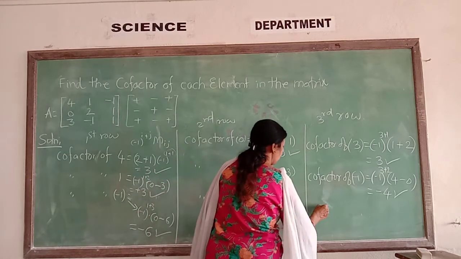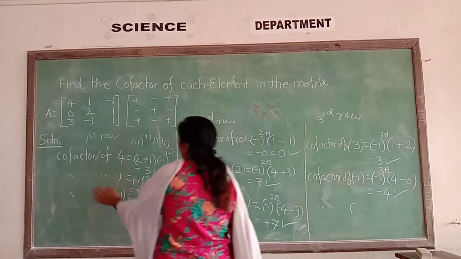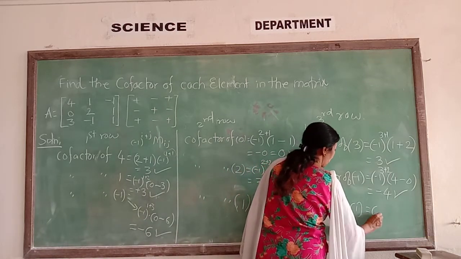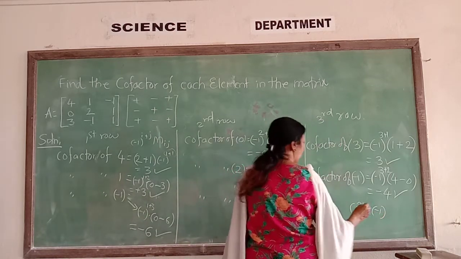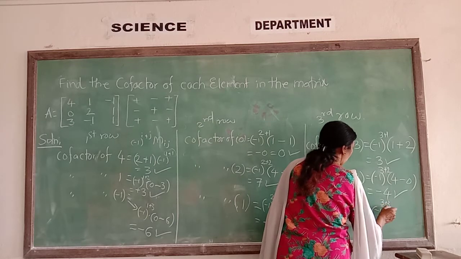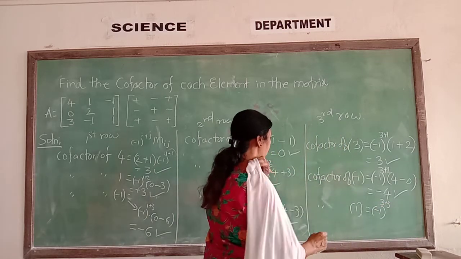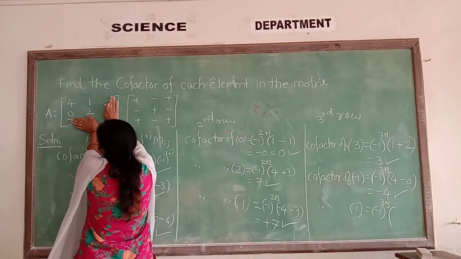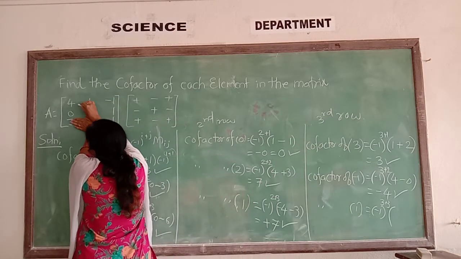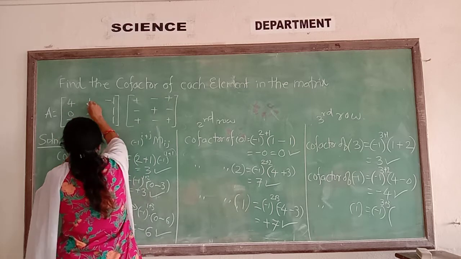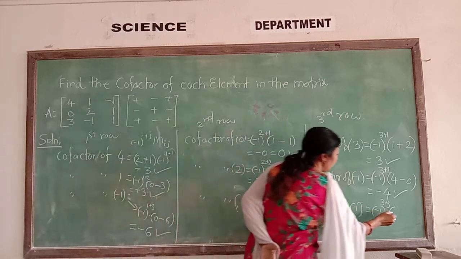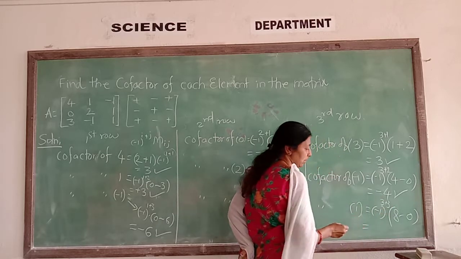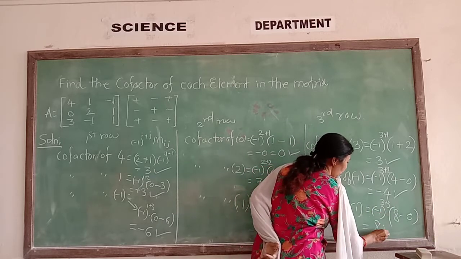Coming to the last one, cofactor of 1. That is equal to minus 1 to the power third row, third column. So we have to leave this row and column. The remaining elements are 4 into 2 is 8, 8 minus 0. So it is even. 3 plus 3 is 6, which is even, so it will become plus. So 8 is the cofactor.